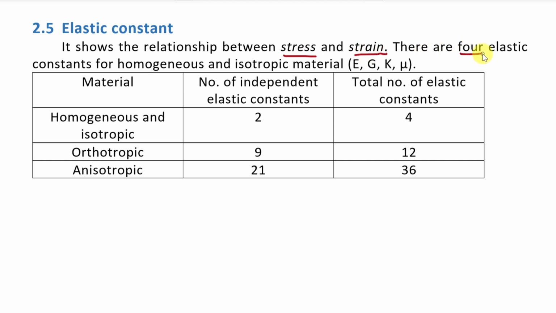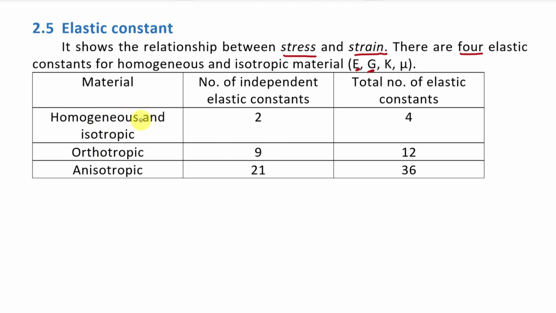There are 4 elastic constants for homogeneous and isotropic material, that is E, G, K and mu. We have discussed E and G, right? Later on we will discuss all these 4 elastic constants. Now here there is small information that you can remember.